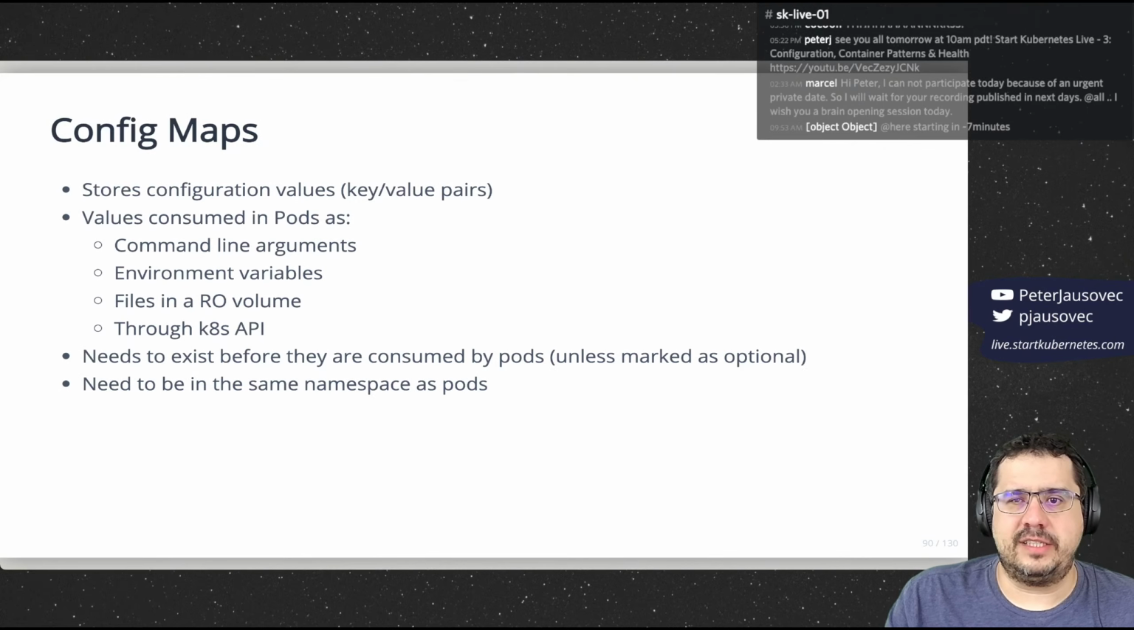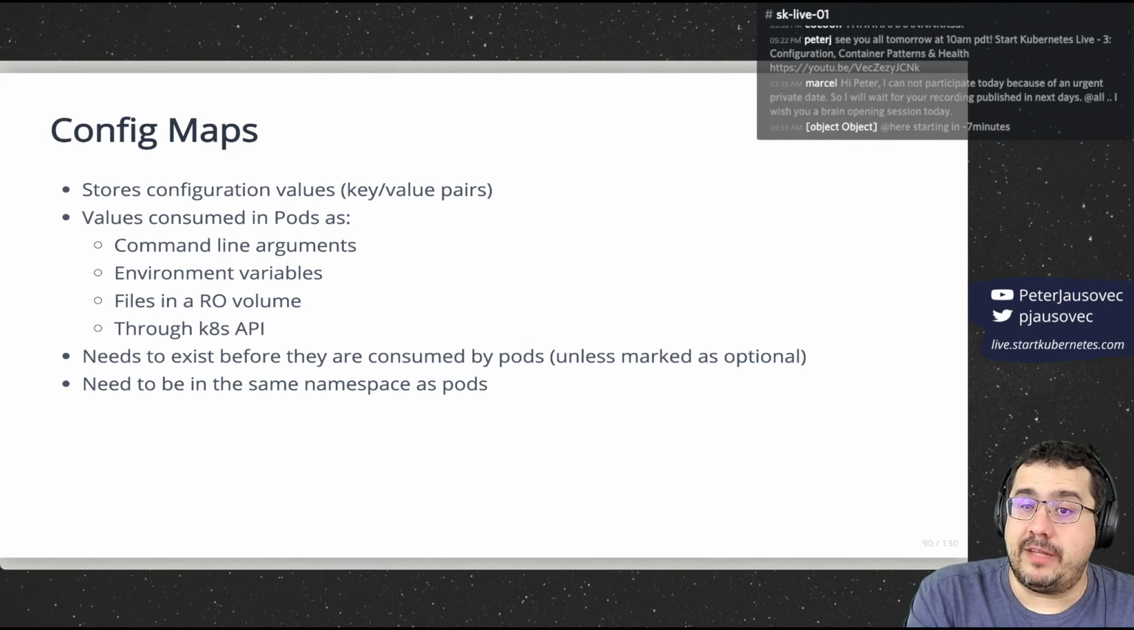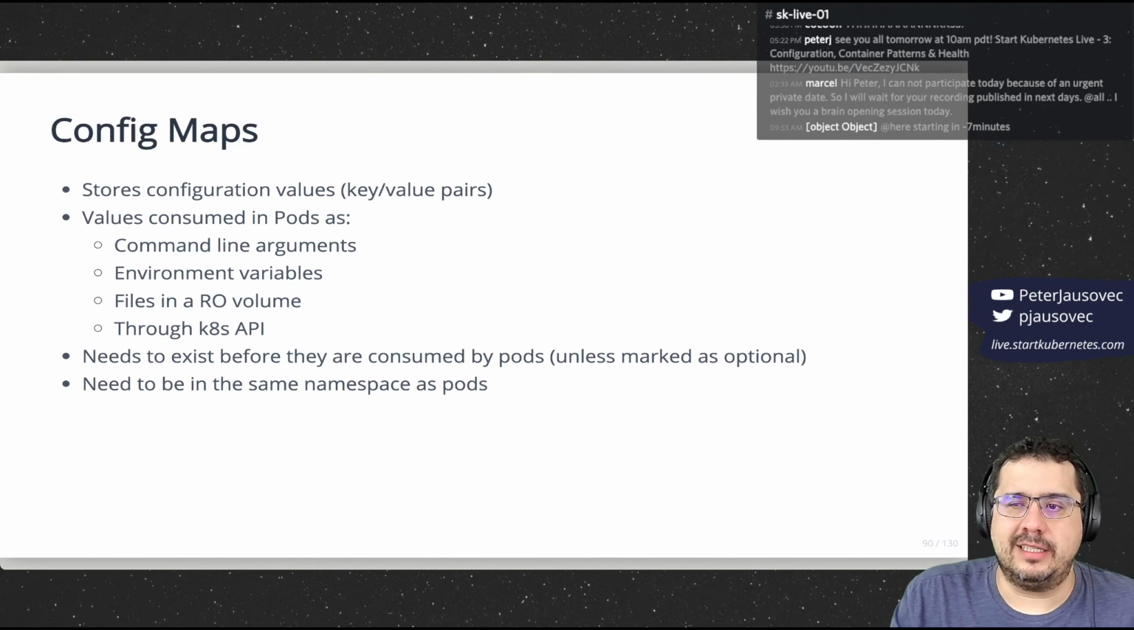So in Kubernetes, there's a resource called ConfigMap, and a ConfigMap can store configuration values, key value pairs. These values can then be consumed by or mounted to containers inside a pod. You can mount them in the pod, or you can use them as, let's say, command line arguments or environment variables or read-only files. You can also read and use them through the Kubernetes API as well.